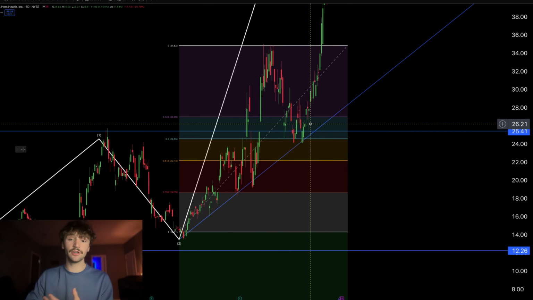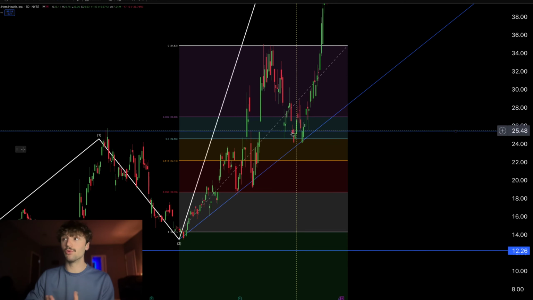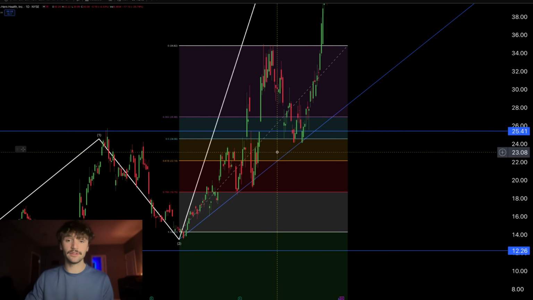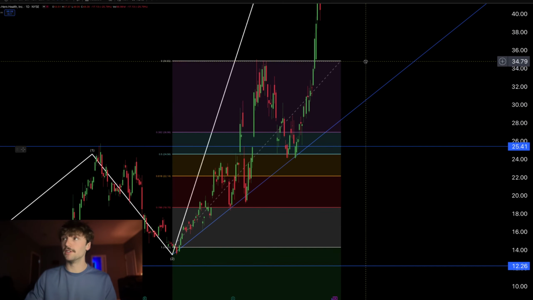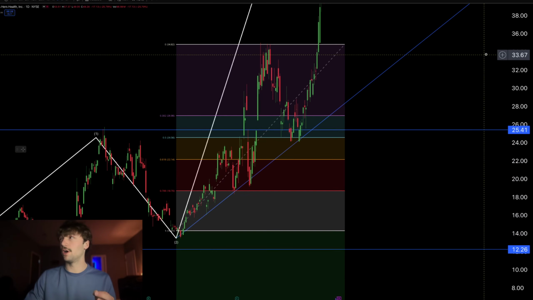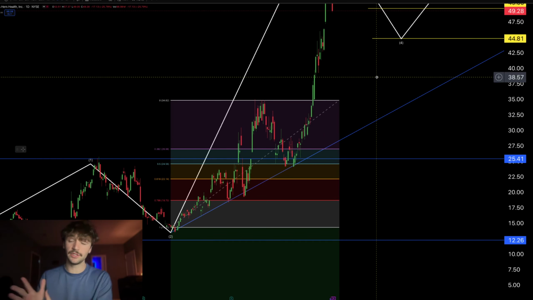And you've seen this here with HIMS. We had this main move up to your high, and then you pull back down right into that golden zone. You can see how accurate this can really be, barely even touching this golden zone, and buyers step in, and then they absolutely explode the price up. And look what that led to. About 100% return, actually about 190% return in about 3 weeks just using this Fibonacci retracement tool.